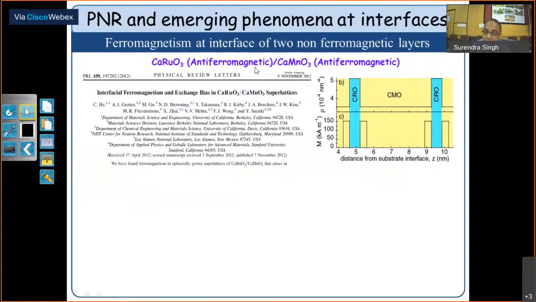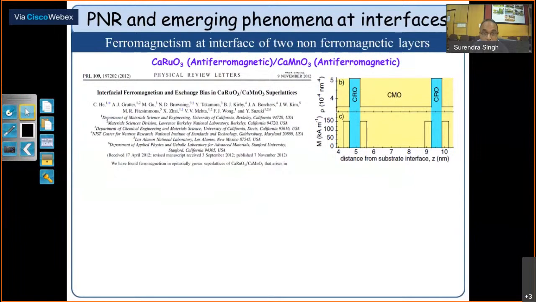CaRuO3, which is antiferromagnetic, and CaMnO3, which is again antiferromagnetic. And when this group, I think from USA, studied this material using macroscopic magnetization like a SQUID, they found a hysteresis loop, which is a signature of a ferromagnetic material. But they didn't have any ferromagnet component. So it is antiferromagnet, but how to see that?